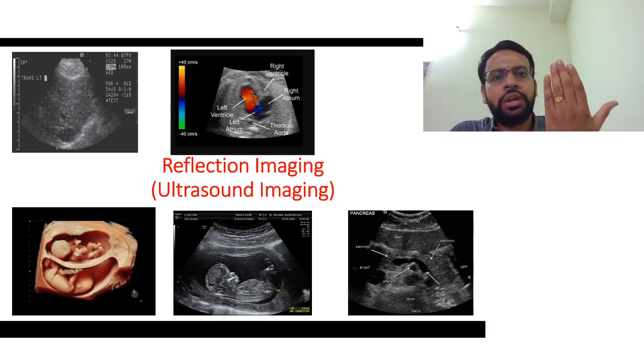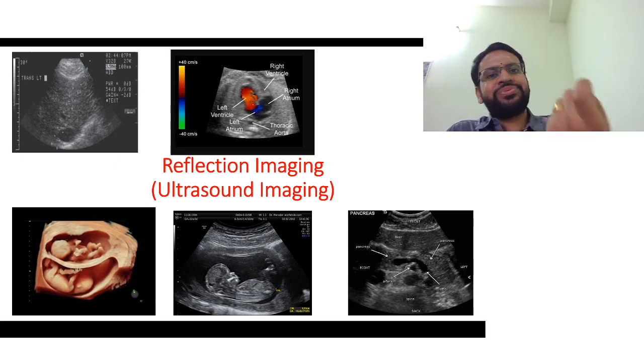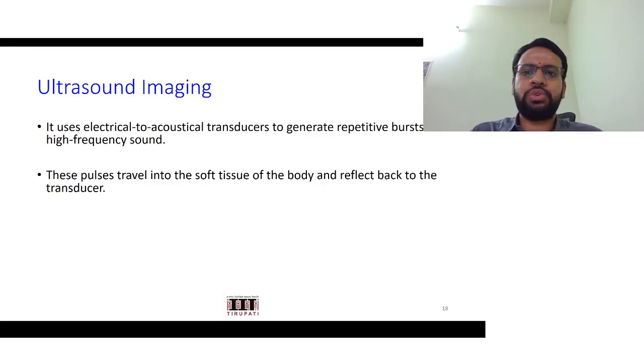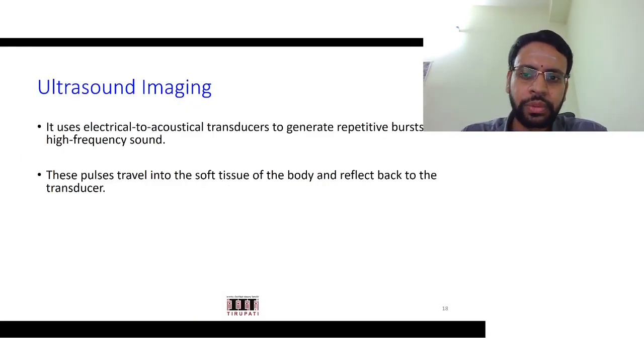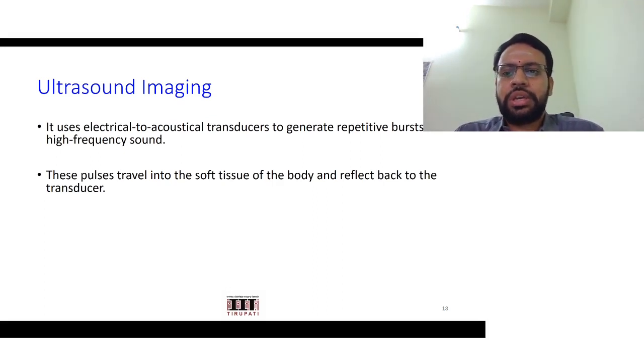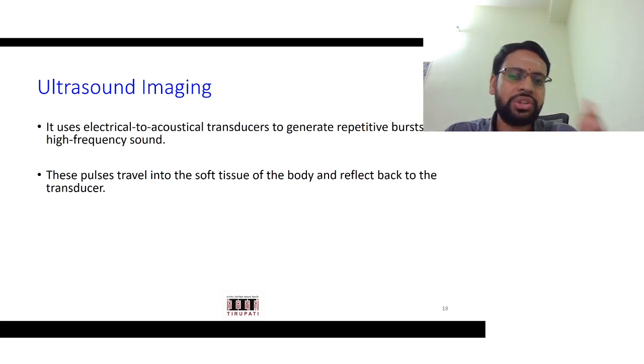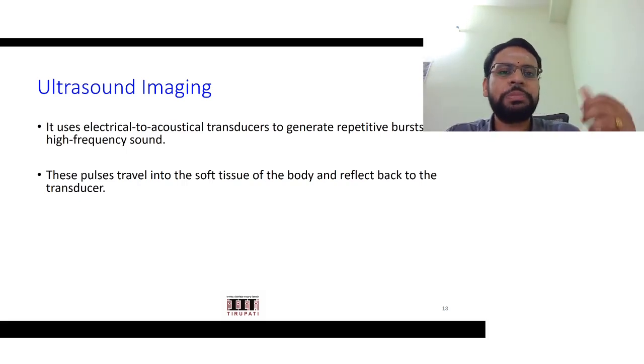So this is where you are sensing the reflected signal from the object. Under this, we are discussing ultrasound imaging. This again, I'm sure most of you will be familiar with. Essentially, it uses a transducer that converts the electrical signal into an acoustical signal, and that transducer is used to generate repetitive bursts of high frequency sounds.